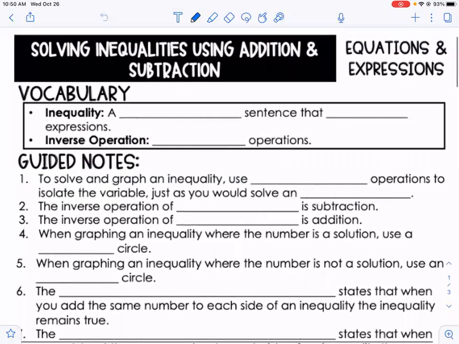Okay, so let's remember from Monday, an inequality is a mathematical sentence that compares expressions. We know that. Well, now we're actually going to solve inequalities.